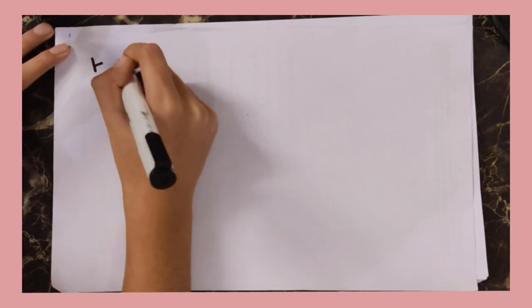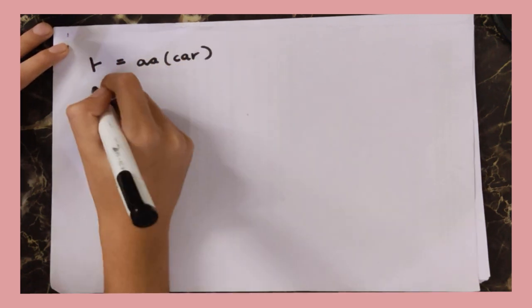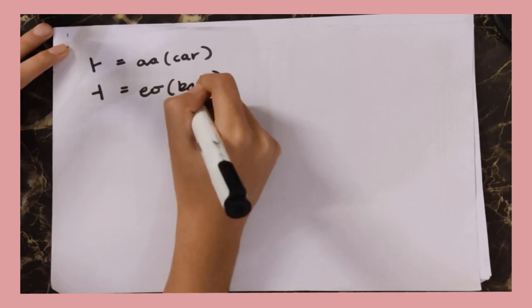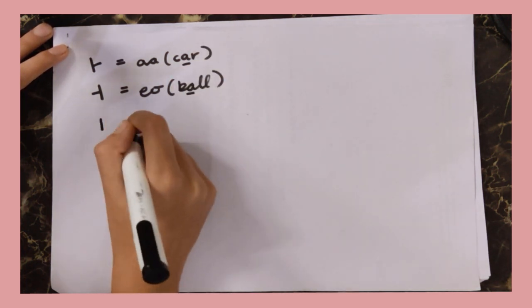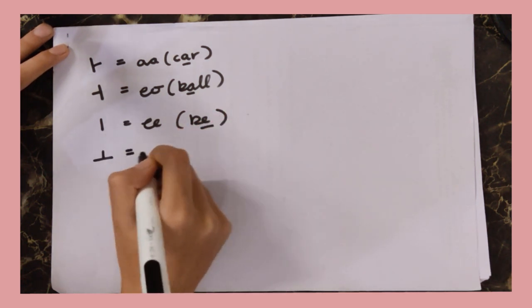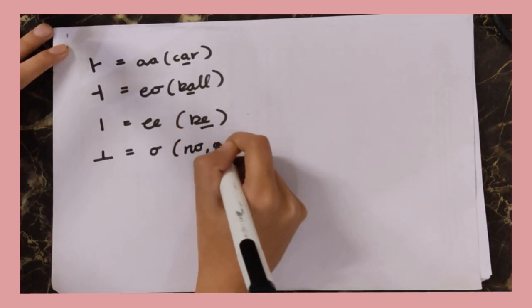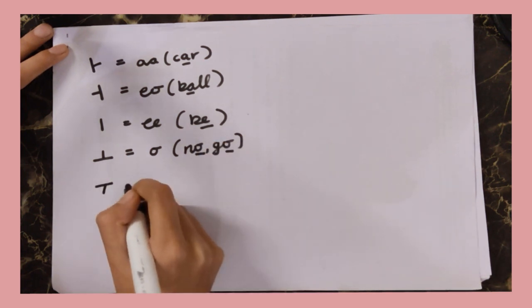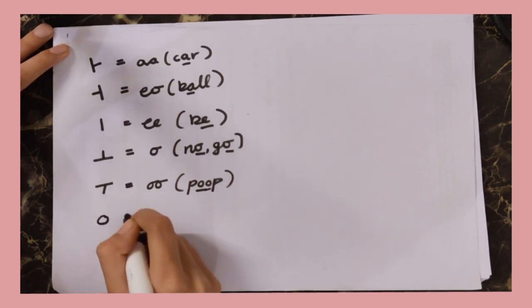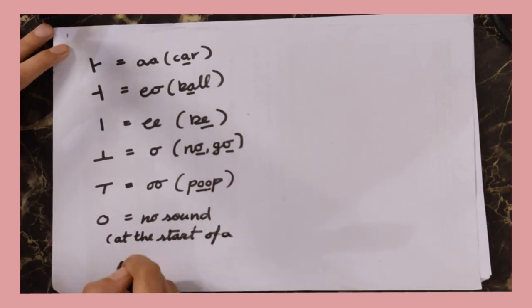This is pronounced like A as in car. This is pronounced like O as in ball, towel, etc. This is pronounced like E as in B, C, etc. This is pronounced like O as in go, bow, etc. This is pronounced like U as in poop, do, tattoo, etc. This consonant has no sound at the start of a syllable.